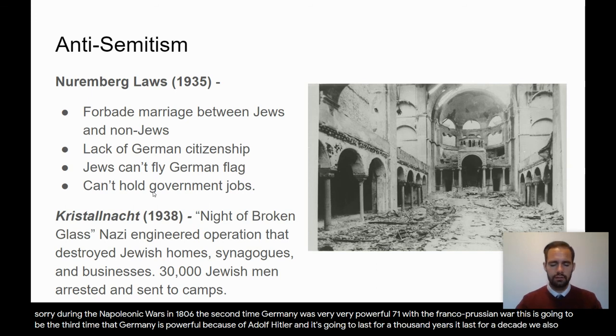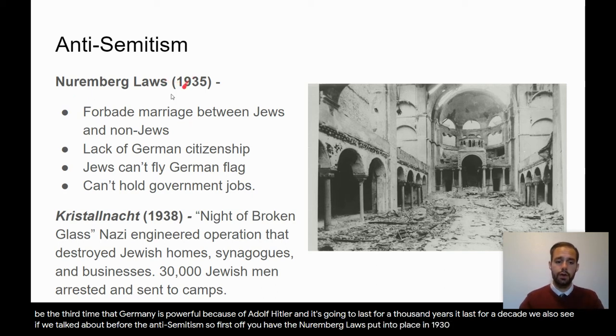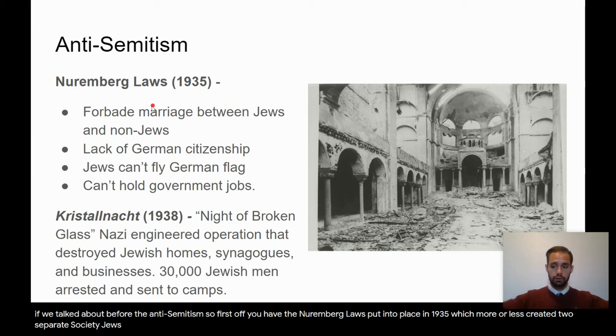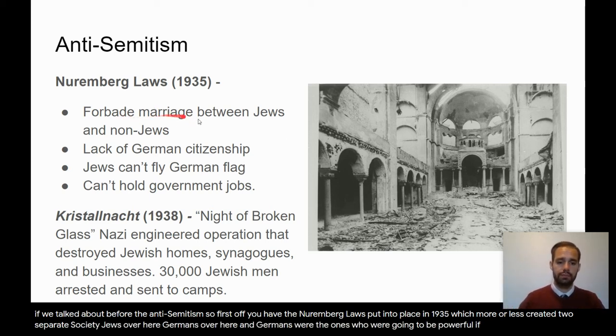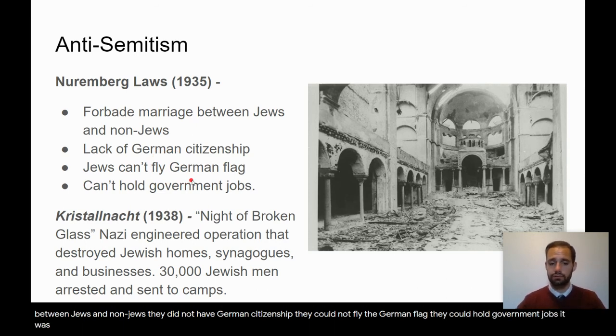We also see, as we talked about before, the anti-Semitism. First off, you have the Nuremberg Laws put into place in 1935, which more or less created two separate societies, Jews over here, Germans over here, and Germans were the ones who were going to be powerful. It forbade marriage between Jews and non-Jews. They did not have German citizenship. They could not fly the German flag. They could not hold government jobs. It was more or less legal discrimination. And we'll see a picture in just a second.